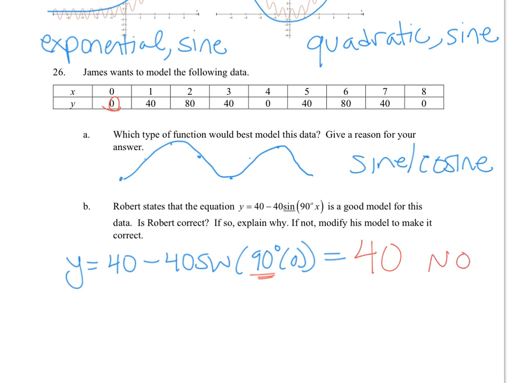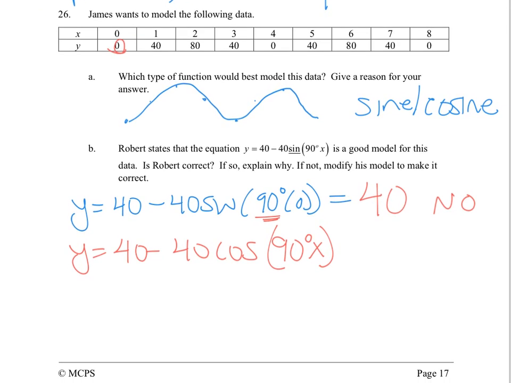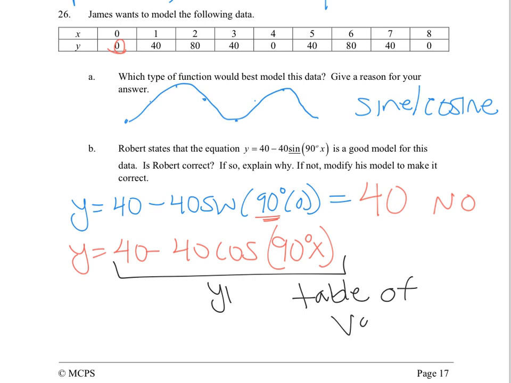Now let's modify it. Well, if sine didn't work, maybe cosine will. And let's test some points. So what you could do is in your calculator to look at all the values, put this in Y1, and then look at your table of values, and then do they match this table of values? And it should.